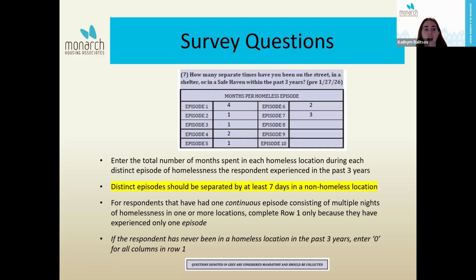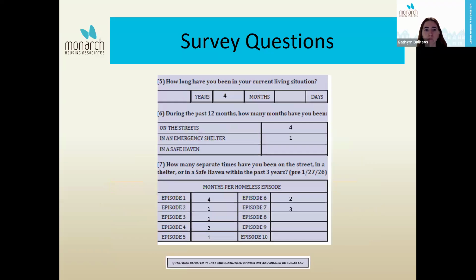Okay, so this is where it will look like on the survey itself. You'll see these, 5, 6, 7. In general, if you're staying in a non-homeless environment for longer than 7 days, that breaks the episodes of homelessness. If they are themselves paying for a hotel or motel for longer than 7 days, that counts as a break in homelessness. Them staying with a friend or family counts as a break in homelessness. Them staying in a shelter would not be a break in homelessness.